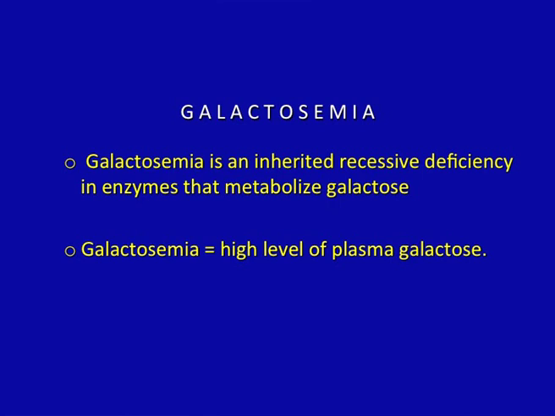In this condition, galactose is seen at a higher level in the plasma, and galactosemia occurs due to the deficiency of an enzyme called GALT. GALT refers to the galactose-1-phosphate uridyl transferase enzyme. When this enzyme is inhibited, the accumulation of galactose takes place.